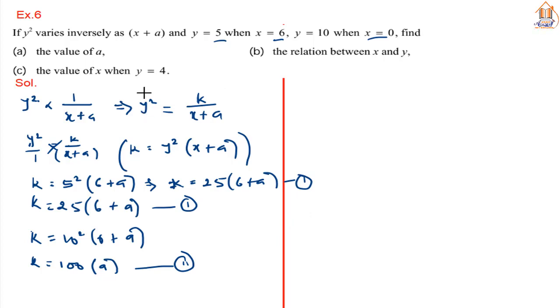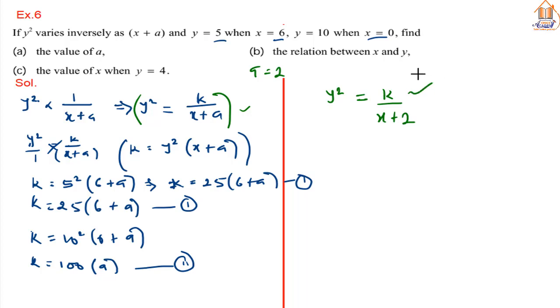Now, the B part of the question says we should find the relation between x and a. Since we know that a is equal to 2 from question a, the relation between x and y can be gotten from this equation. Therefore, y squared is equal to k all over x plus 2. But before we do that, we're going to find the value of k.